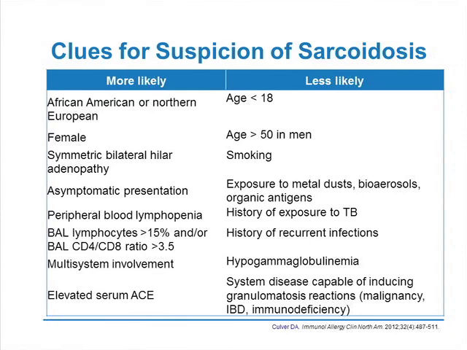On the other hand, if you look at the right column, you can see there are a number of features that argue against the diagnosis. Smoking is relatively protective, and so the odds ratio for getting sarcoidosis in a smoker is about 0.6. Exposure to other environmental agents that can cause granulomatous reactions, such as beryllium, other metal dusts, or organic hypersensitivity pneumonitis antigens would lead you to having a higher suspicion of an alternative diagnosis.